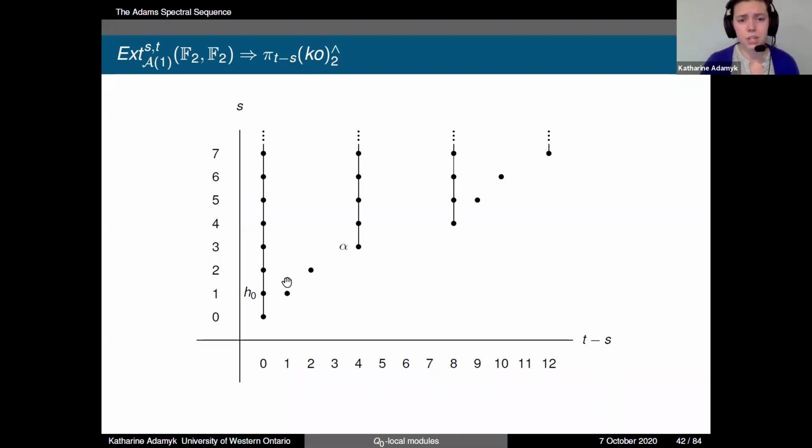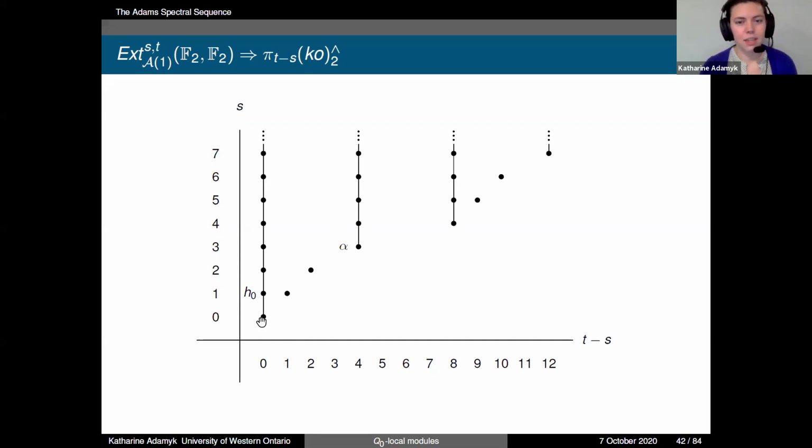So if I look in the first column, this is telling me that the first homotopy group of little ko completed at 2 is F2. And then if I look in column 2, that's telling me the same thing. Column 3 is empty. So this is telling me the 2-completed third homotopy group of little ko is trivial. So now let's look at the towers.